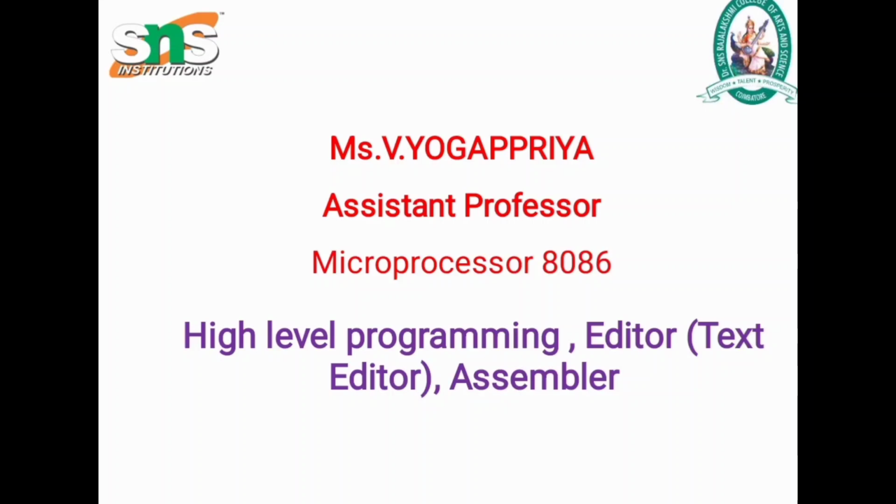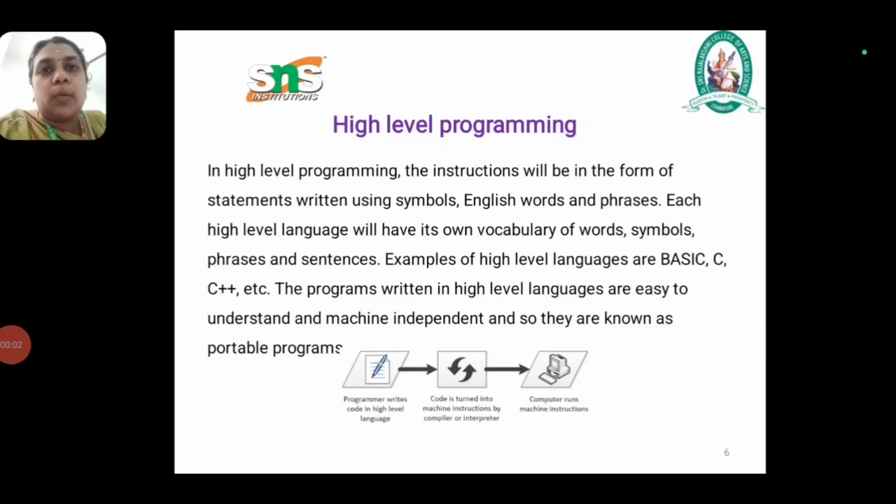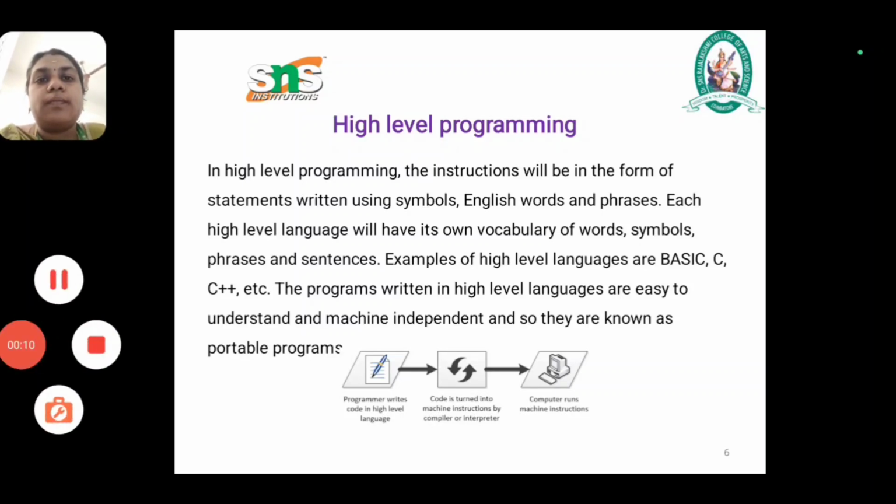So today we are discussing high level programming, editor and assembler. What is meant by high level programming? It is one in which instructions perform statements using symbols. What is meant by symbols? Some English words and spaces. High level programming is written in languages such as Python, Java and C++, designed for humans.